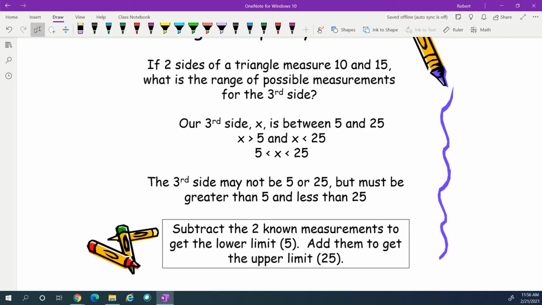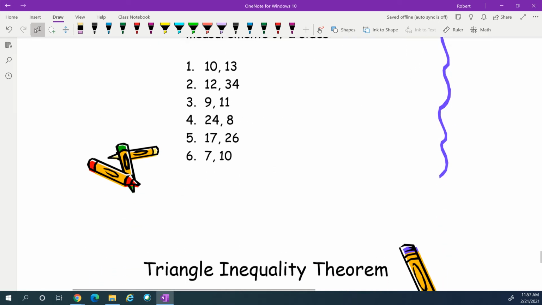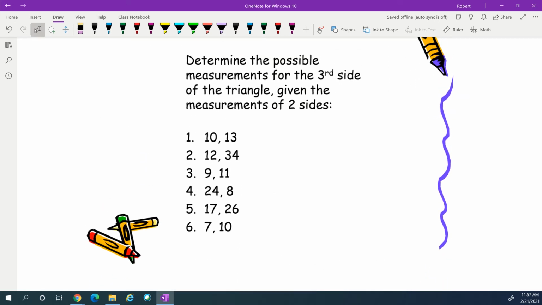Well, as a simple shortcut, we can subtract the two known measurements to get the lower limit, and add them to get the upper limit. Just to summarize the examples that we went through, we want to determine the possible measurements for that third side, given the two sides.